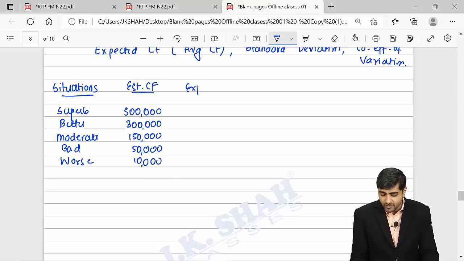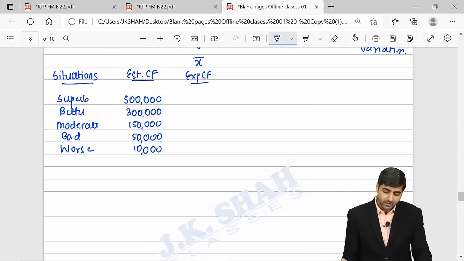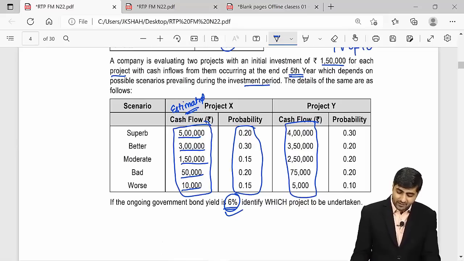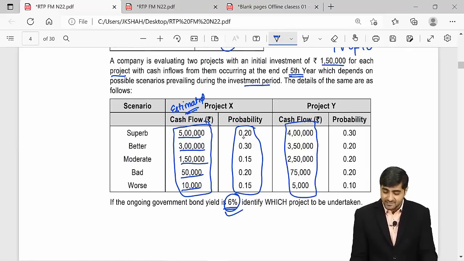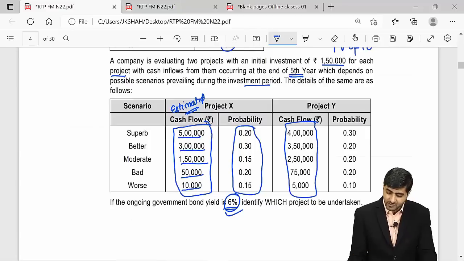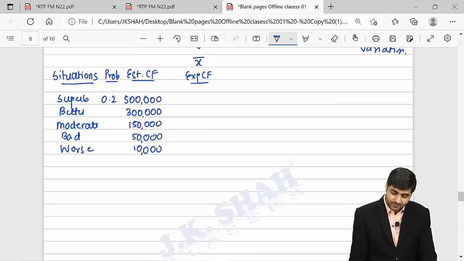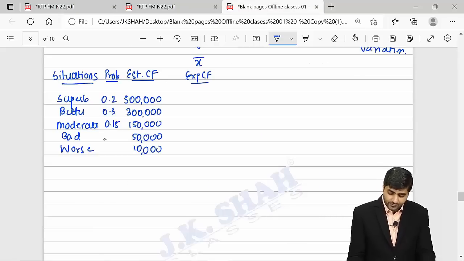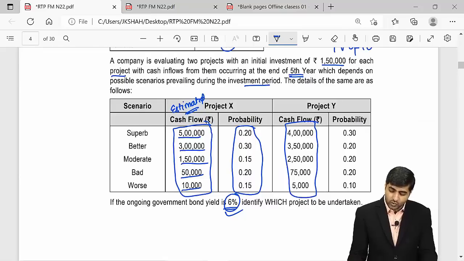So you can calculate your expected cash flows, or your X bar. How would you do that? We have the probabilities available. Now see, what is the probability that superb will materialize? That's 0.2. So I'll write down the probabilities here. This is 0.3. This is 0.15. Then this is 0.2. And this is 0.15. Your total should be 1.